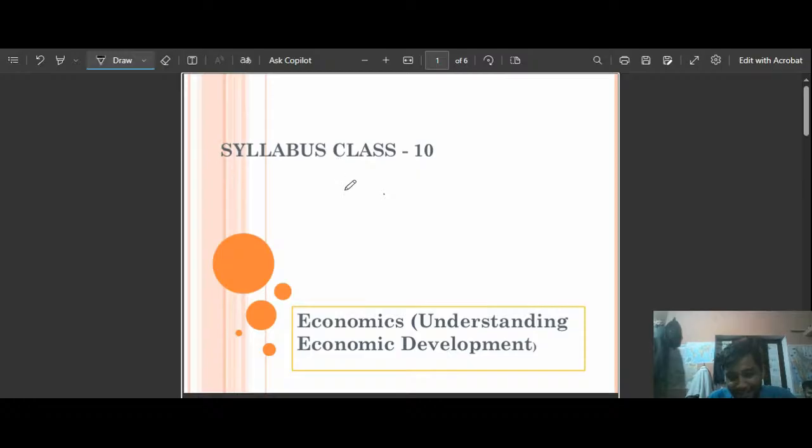Today we will see what we have to study in class 10 CBSE according to the syllabus. Let's have a look at what I have to study in class 10th economics section. So first, I have taken everything from NCERT.